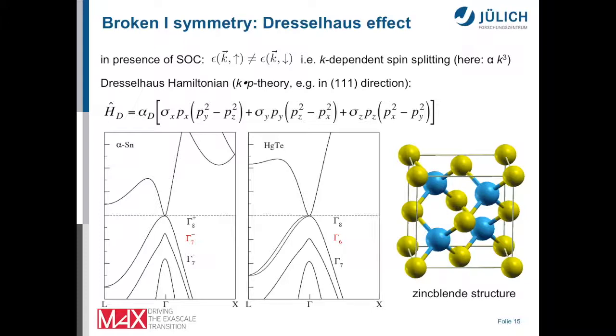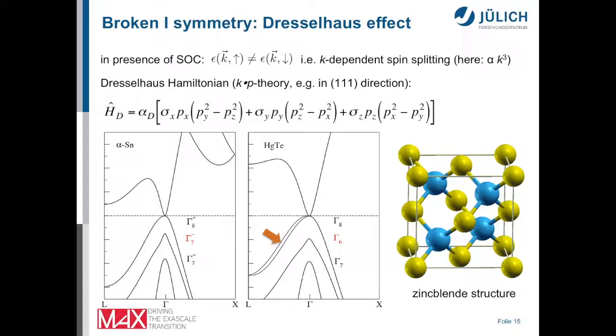The band structure is very similar, but now you see what happens is that here you have a spin splitting of this band between L and gamma, and this spin splitting comes from the breaking of the inversion symmetry and an effect that is called the Dresselhaus effect.